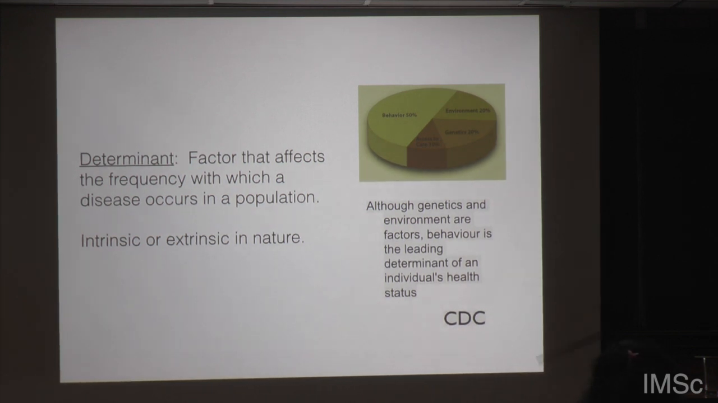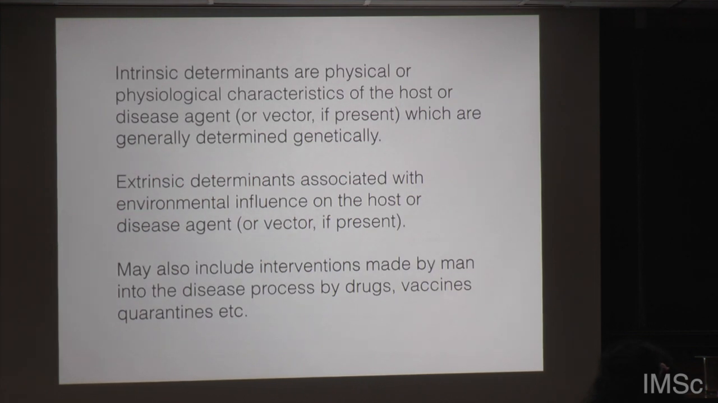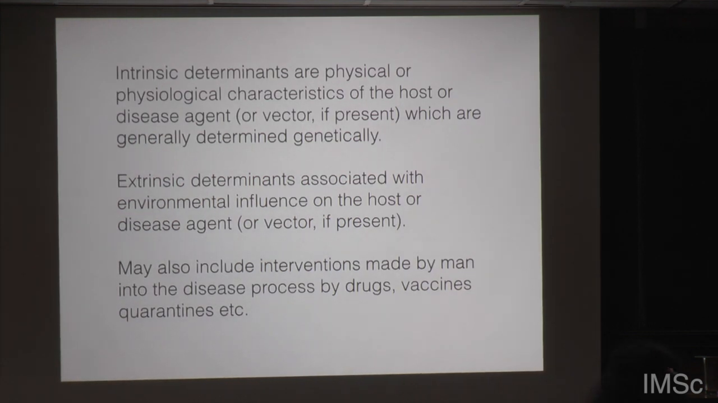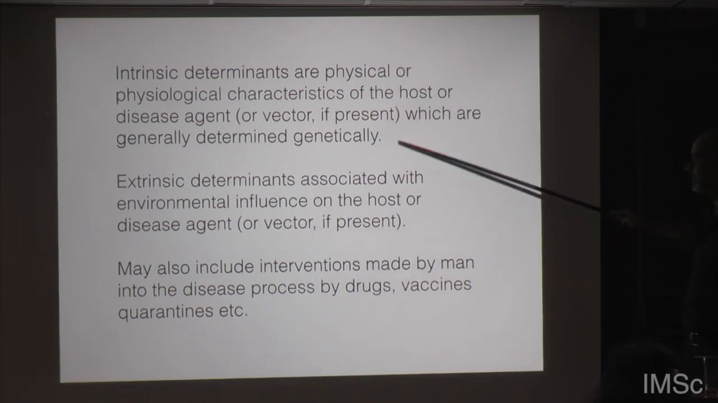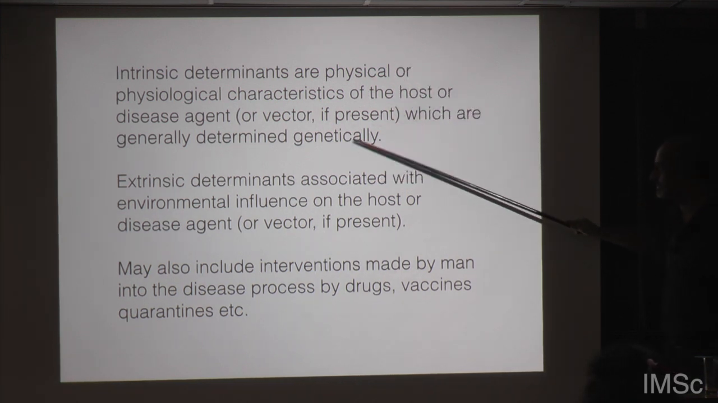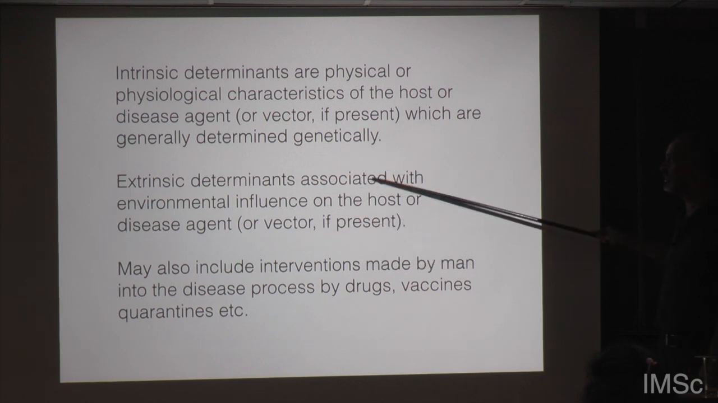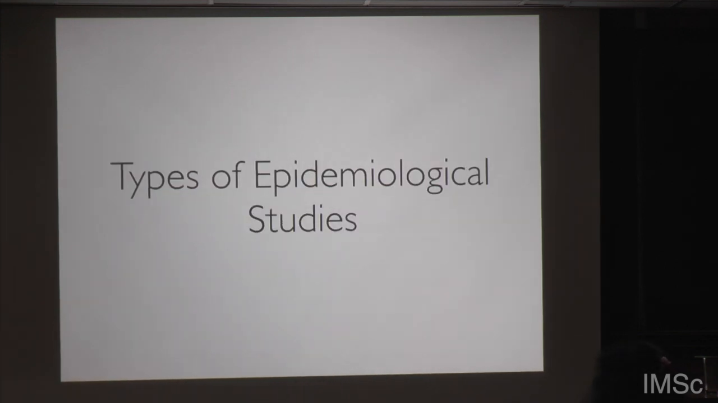So here are the determinants, and usually, even though genetics and environment are important, it's behavior that is the leading determinant of whether an individual falls ill or not. So there are intrinsic determinants that determine physical characteristics of the host or disease agent or the vector, and these are usually determined genetically. Extrinsic determinants are associated with the environment over here. And also you can include interventions made such as drugs, vaccines, quarantines, etc.